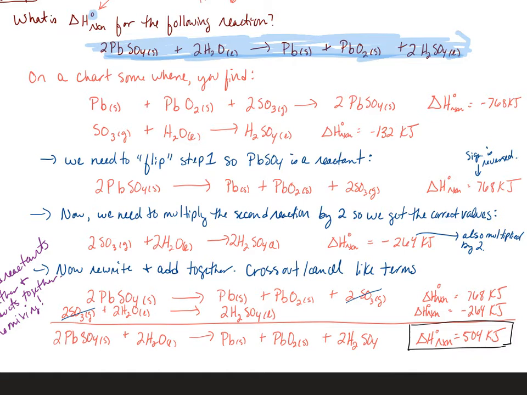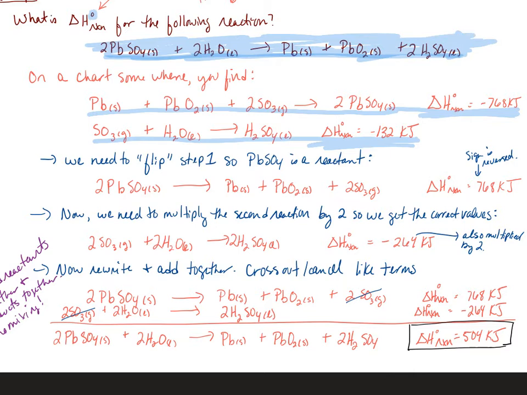So on a chart, I find that Pb and PbO2 and 2SO3 gives me 2 PbSO4. And I also find that SO3 is gas and this gives me this guy. And we have the delta H for both of those reactions. Well, so again, we're trying to add things together to get to where we need to up here.